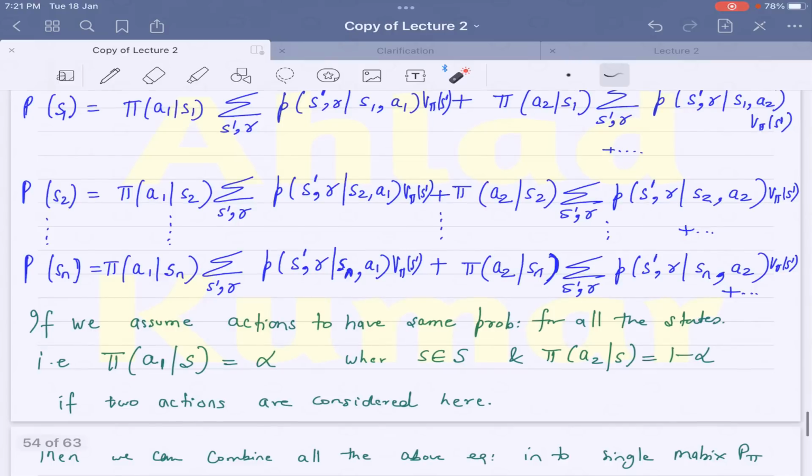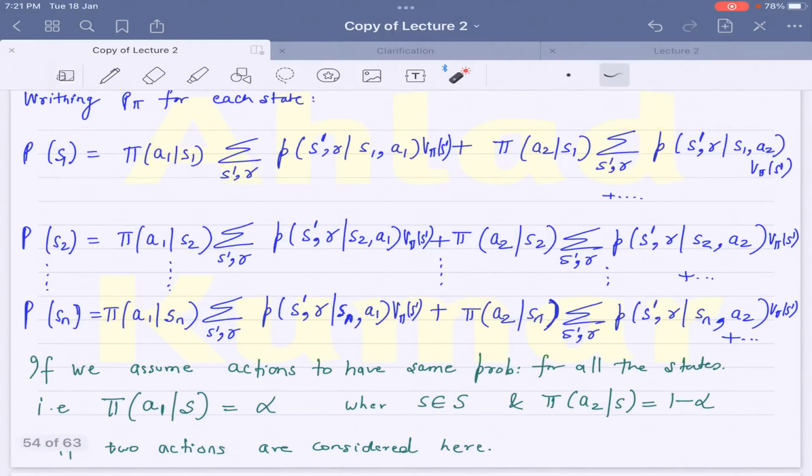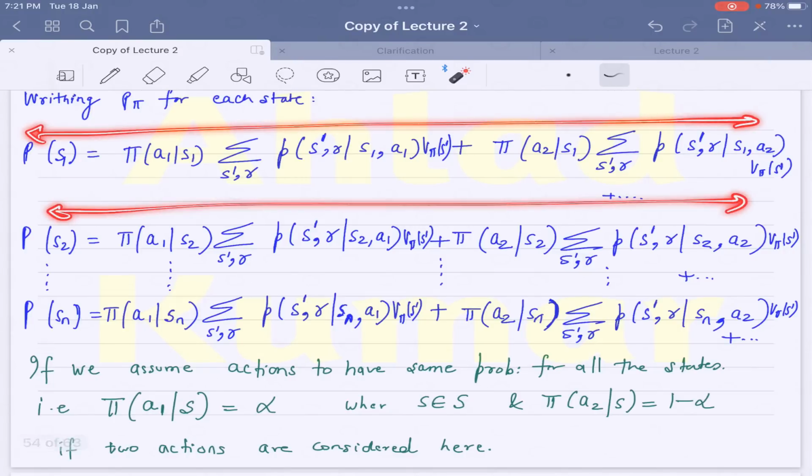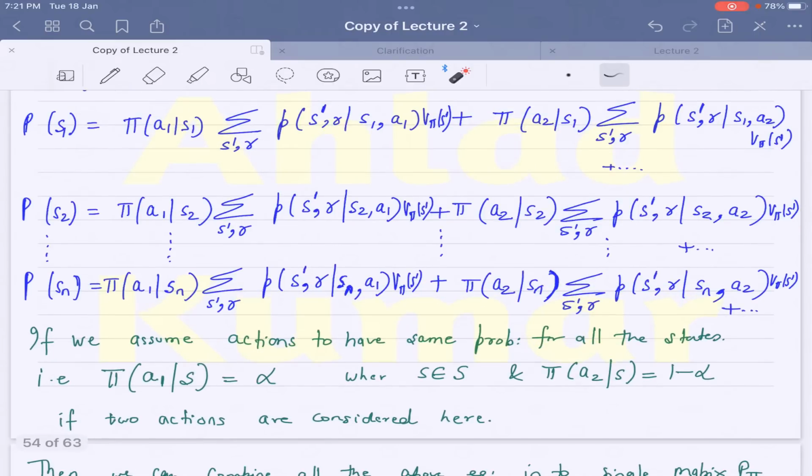So if we assume one thing here: this is a very complex equation, so we want to simplify it further and see whether we can bring in some simplifications to these terms, and write it in matrix form. That's why we assume something here. The assumption is that the actions that we perform in all the states have the same probability. Whether this action A1 is performed in S1, or in S2, or in Sn, all of them will have the same probability alpha. That is what we are trying to impose here in these equations.